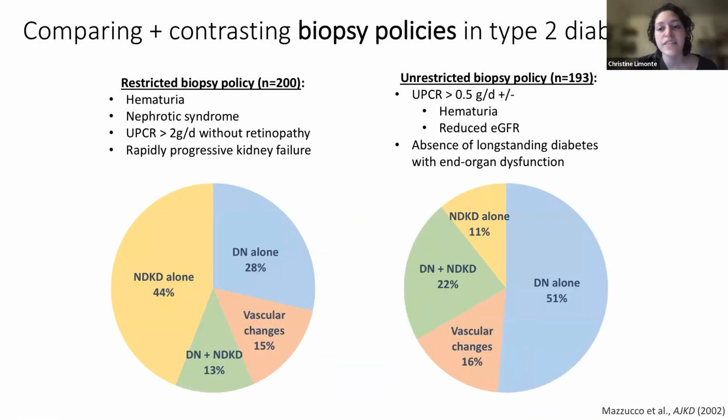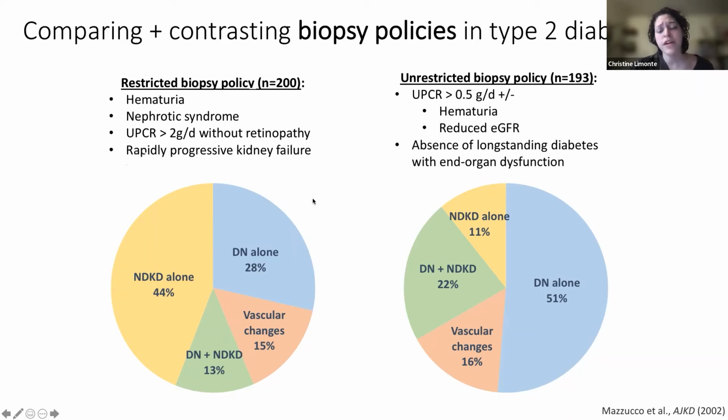What's interesting is that the criteria that you use to determine whether or not to biopsy really does impact the distribution of pathology that you see. One study conducted in Italy compared kidney biopsy findings in people with type 2 diabetes that were performed across two groups of centers that had different biopsy policies. Half of centers had a restricted biopsy policy, and this amounted to biopsying when there was hematuria, nephrotic syndrome, urine protein creatinine ratio greater than 2 grams per day without retinopathy, or rapidly progressive kidney failure.